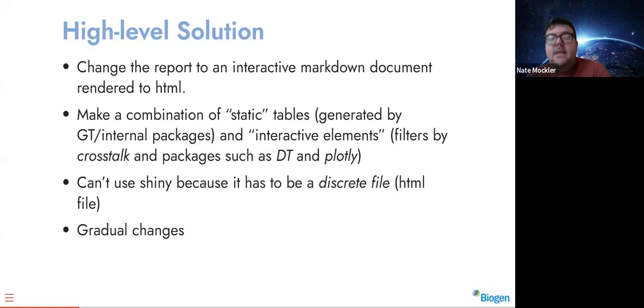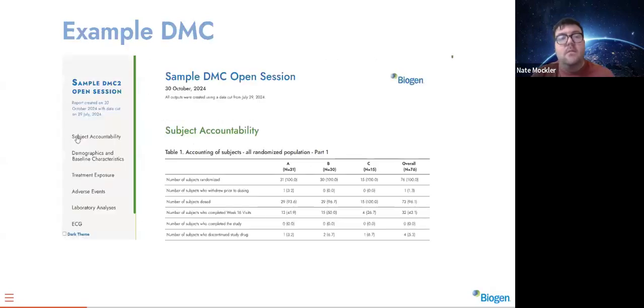We didn't want to use Shinies. The first question is usually, why don't we just make a Shiny app? And we didn't want to do that because we still wanted a discrete file. And the way I think of it is sort of like a guided exploration. Also, because these committees are very important, there's a lot of stakeholders. We want to make changes gradually. So you're still getting a discrete file. You're still getting a lot of the tables you want. It's just a little different and hopefully a little bit easier to work through.